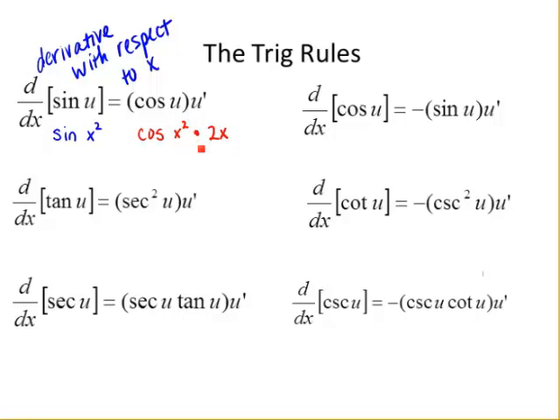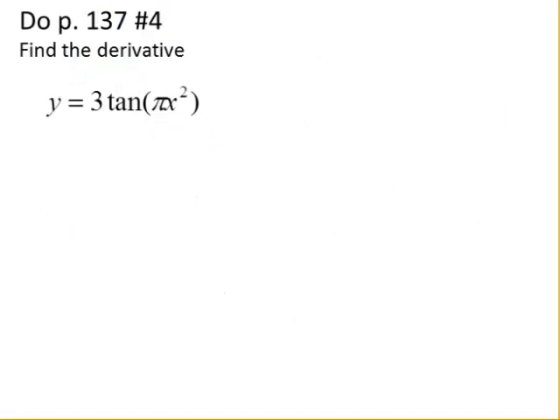So this is, in essence, the composite function. They've replaced x with x squared. So now you kind of have the general idea of what the u prime and u stand for. We'll do a couple other examples. The first one I'll do is number 4 on page 137.